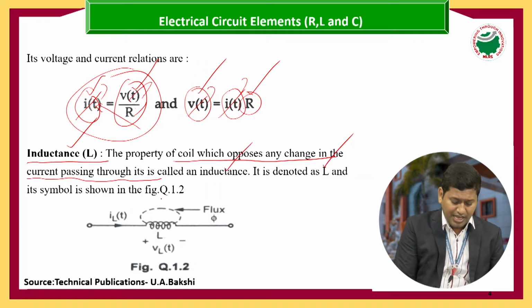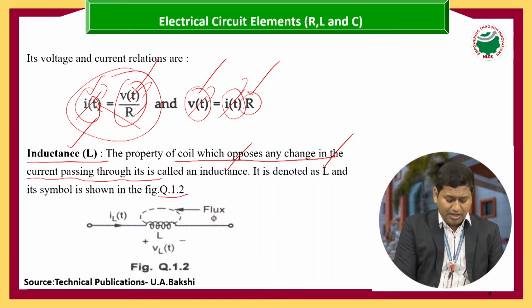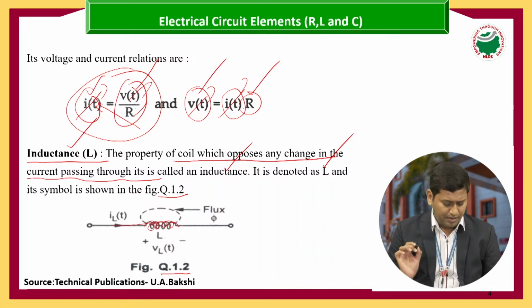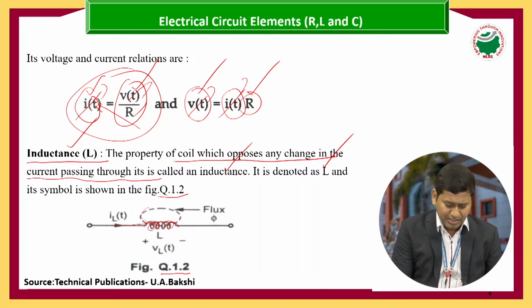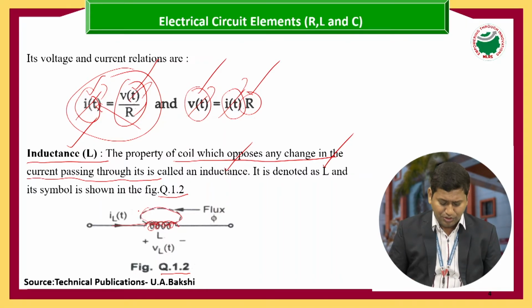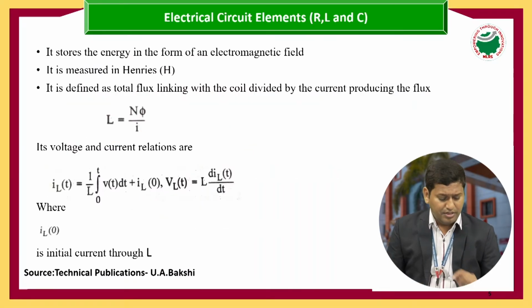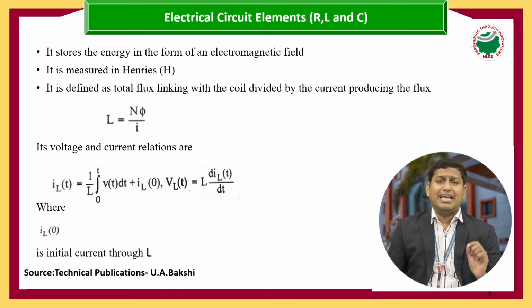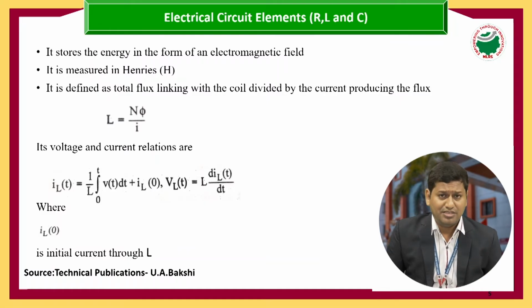As we can see in this diagram, Q 1.2, the inductor is represented by a coil. Already I told, a current passes through this parameter, and voltage is across this inductor. Here we can see the flux is developed, and I can show the equation for that in the coming slide. So, let us see that equation. The next point is that it stores the energy in the form of electromagnetic field.